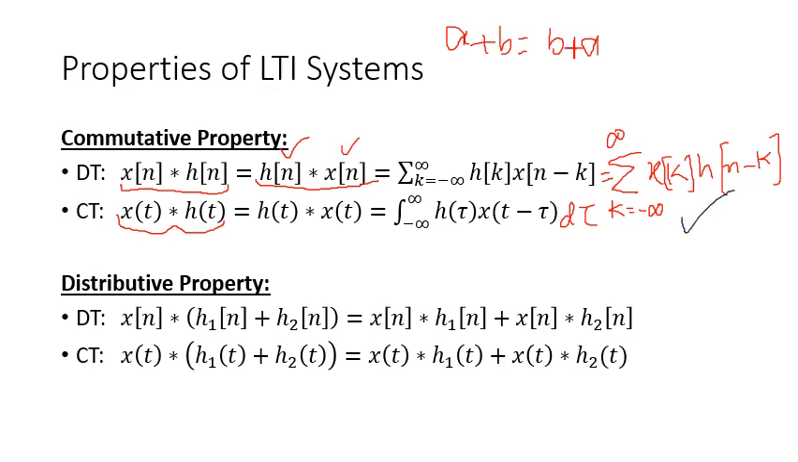Similarly, for the case of the distributive property, for example, two systems with impulse responses h1 and h2, right? You can add the two systems and the resulting system is convolved with the input signal, or you can find the output using both systems. You give the input signal to system one, which has response h1, and you give this same input to the second system having impulse response h2, and the resulting outputs are added, so it will result in the same output, right?